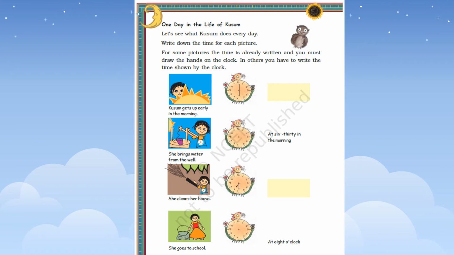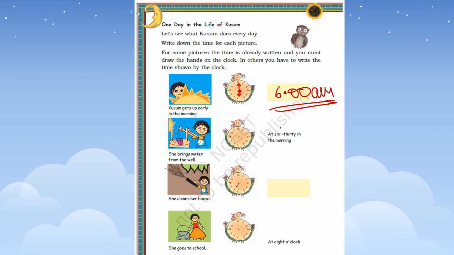So here we will look at the life of Kusum. We just have to see the clock and tell what time it is, or if the time is given, we have to draw the clock for it. Are you ready? This is very interesting. Kusum gets up early in the morning. The hour hand is at 6 and the minute hand is at 12. So that is 6 a.m. Why a.m.? Because a.m. is morning, before noon. So she got up in the morning, right?